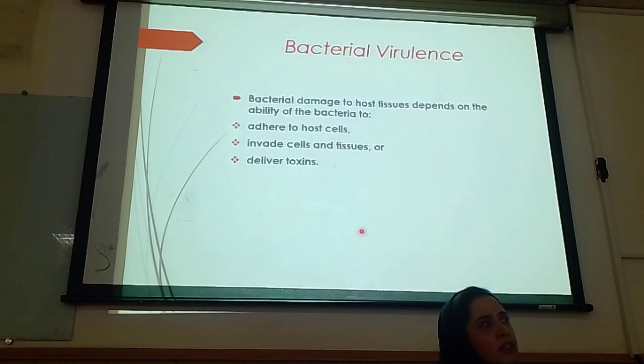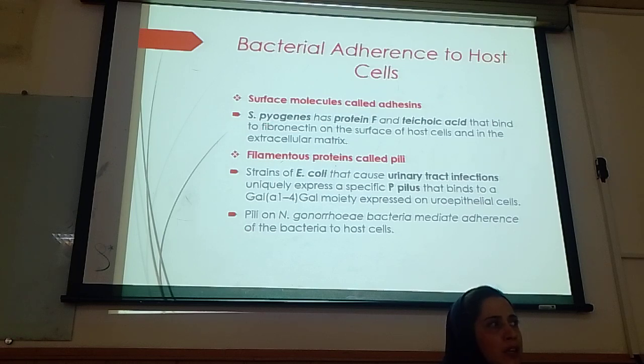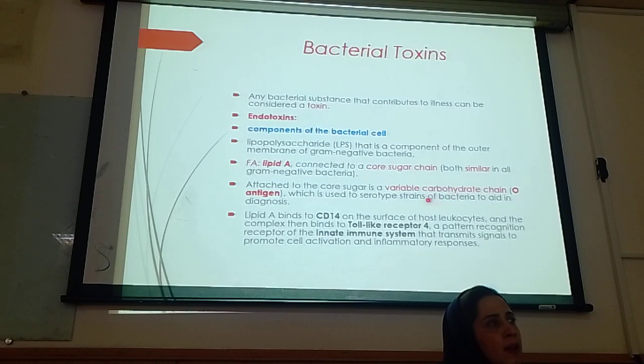And about bacterial virulence, bacteria can adhere to host cells, invade the cells, or deliver toxins. About adherence of bacteria to the cells, we said that some gram-positive bacteria, for example Streptococcus, do this with protein F and teichoic acid, and some filamentous proteins such as pili in E. coli, which causes urinary tract infection. And about bacterial toxins.